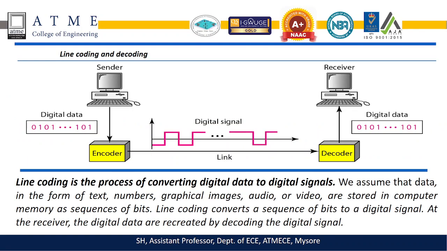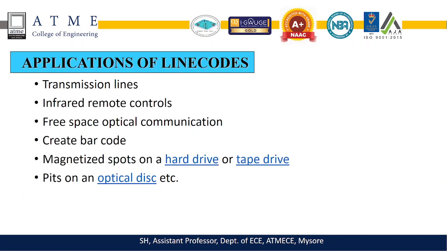Let me introduce you to what exactly line coding and decoding is. Line coding is a process of converting digital data to digital signals. The digital data can be in the form of text, numbers, graphical images, audio or video, anything which is stored on computer memory. Line coding converts a sequence of bits into a digital signal. At the receiver, the digital data are recreated by decoding the digital signals back to digital format.